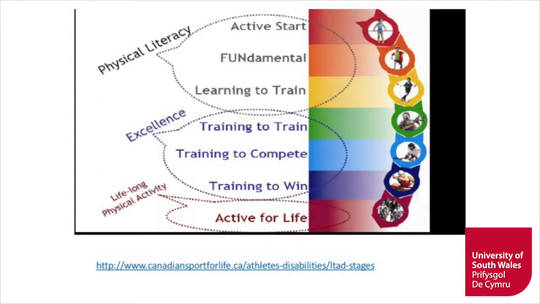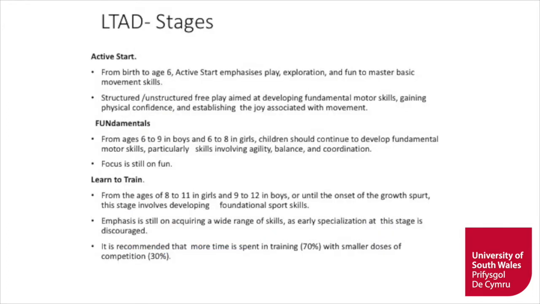We will be moving on to some of these topics when we look at talent identification and development. The final stage is the active for life stage, so the lifelong physical activities. We'll try and get people active into their adulthood and later years. So here's a review of these stages to help you establish some of the broad guidelines about the readiness for kids' various sports activities. The active start stage is from birth to the age of 6.